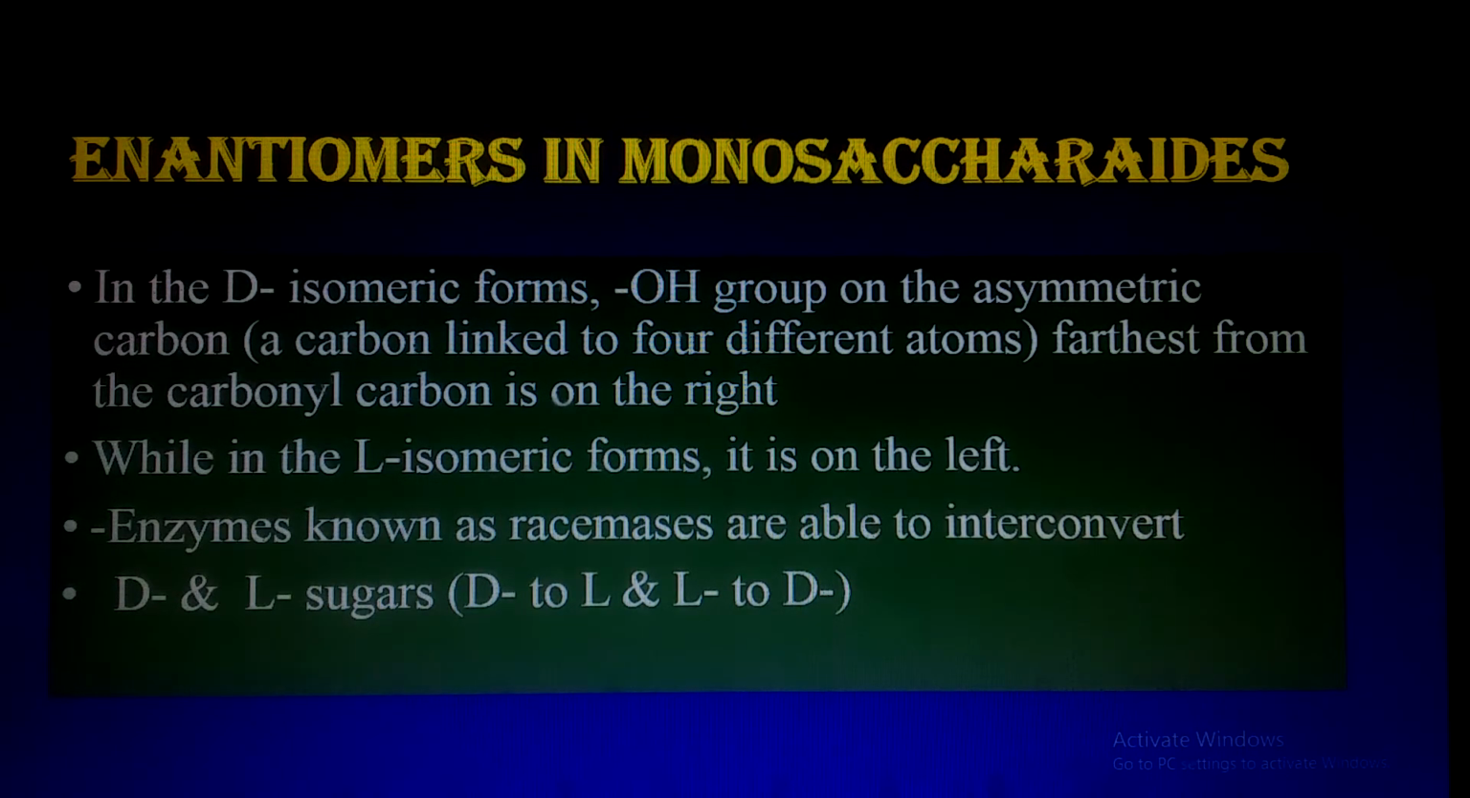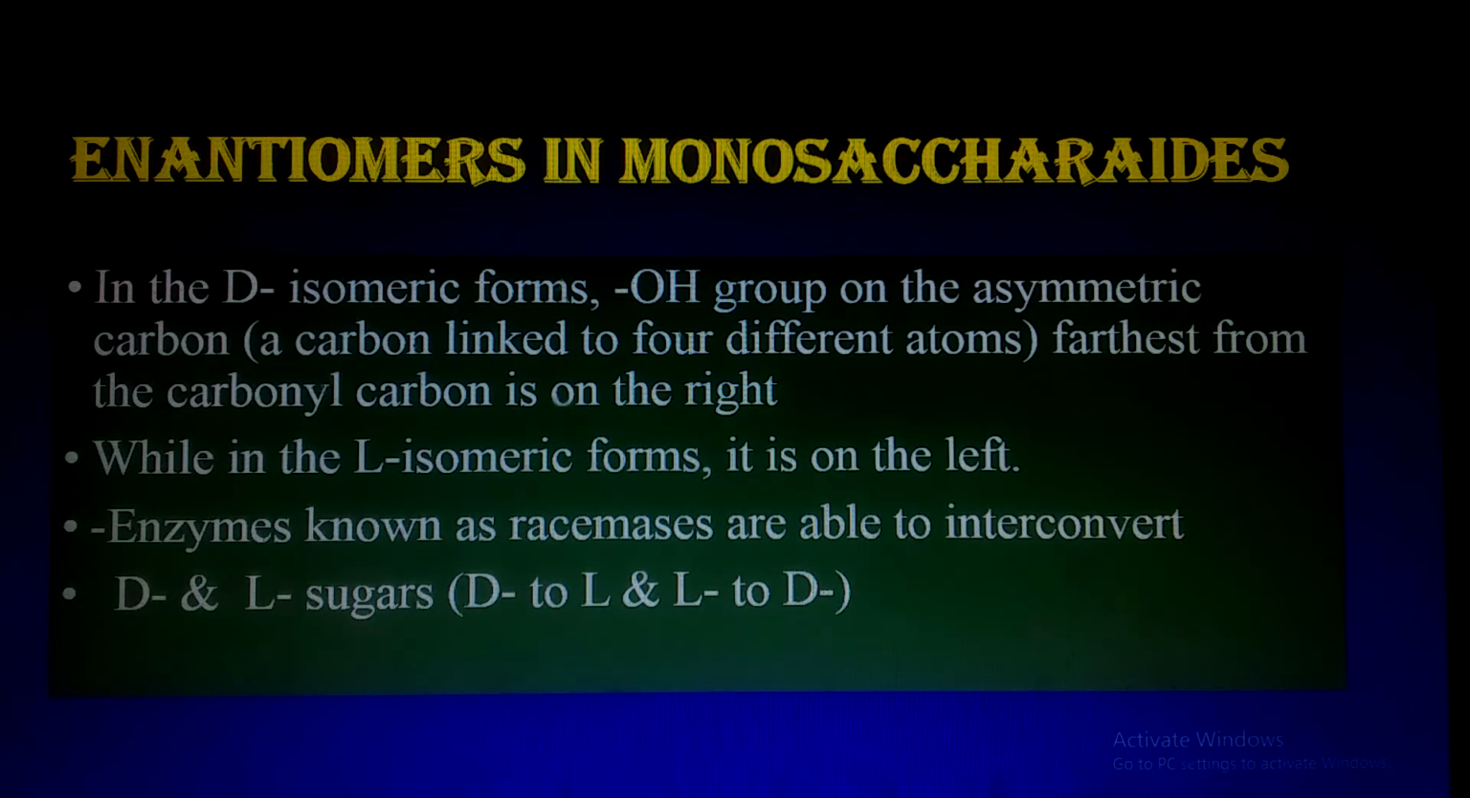Must keep it in mind. In the case of D-isomers, the hydroxyl group is present on the right side. But in the case of the L levorotatory form, the hydroxyl group is present on the left side. I will show you in the figure. Enzymes known as racemases are able to interconvert D into L and L into D forms.